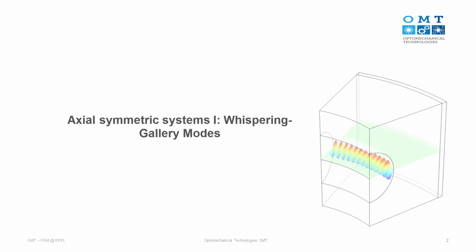The first part, axial symmetric systems, number one, whispering gallery modes. This is the picture I generated. You can find the model in the folder: there's a full model under the COMSOL folder, in the subfolder of axial symmetric system 1. You open it, and you will see something similar.